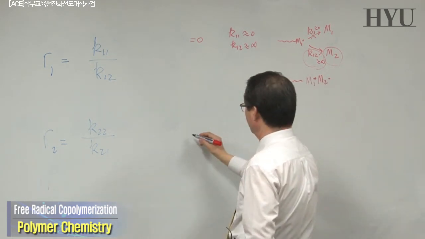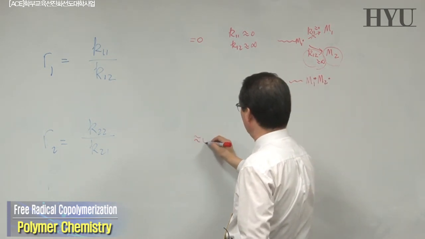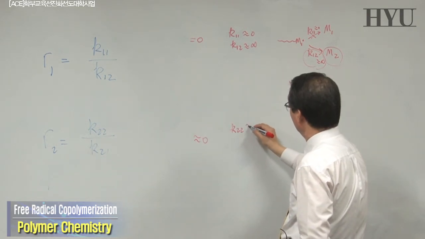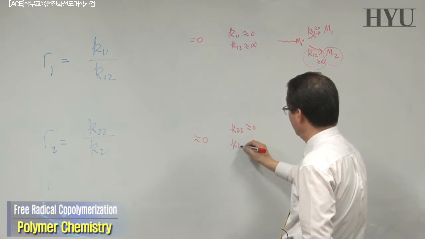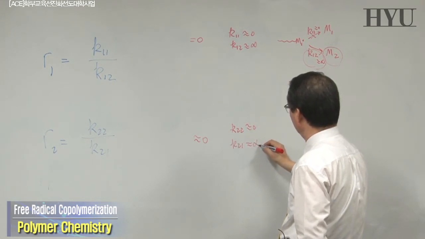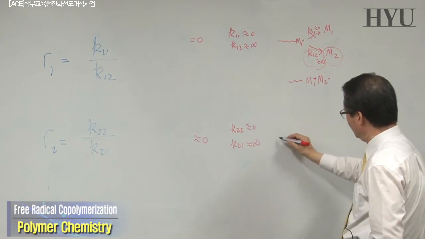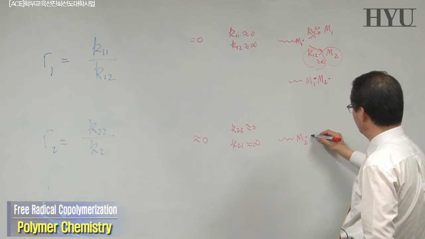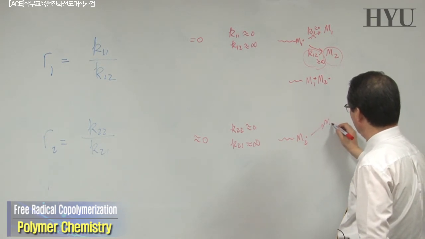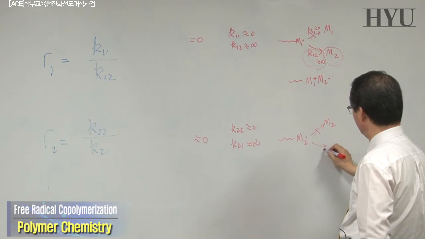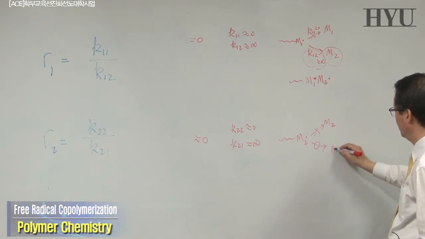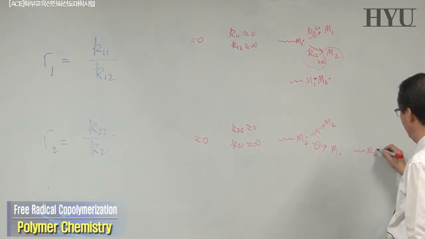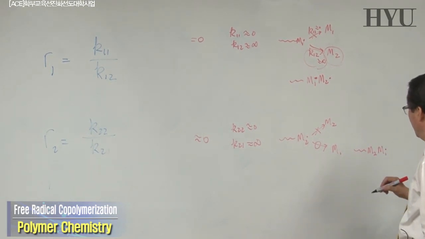And if R2 is equal to 0, then K22 will become 0 or K21 will be infinite. This means that whenever you have an M2 dot, there is no chance to meet with M2, but there is a great chance to meet with M1 to become M1 dot.